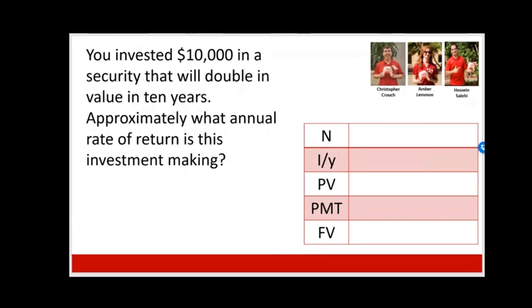You invest 10,000 in the security. So you have to figure out the rate of return. So you have to find I over Y, right? What you have to do is 10 years, so that's N, and it's just annual. They haven't talked about any compounding differences. Then PV is going to be minus 10,000 because your initial investment is 10,000. And then you're talking about doubling, so it's going to be 20,000 future value positive, and then 0 PMT.